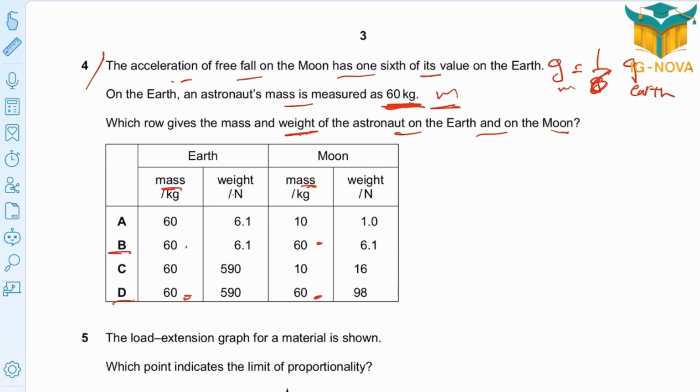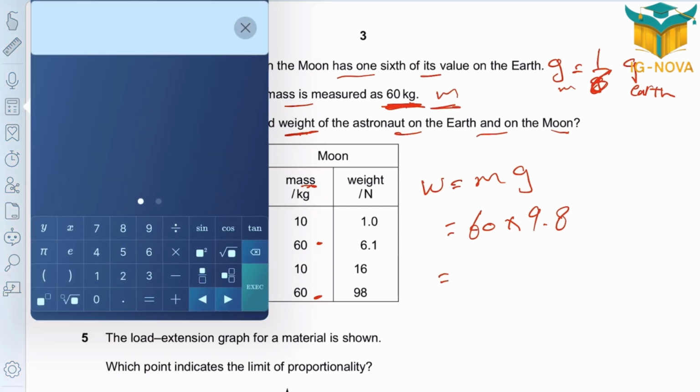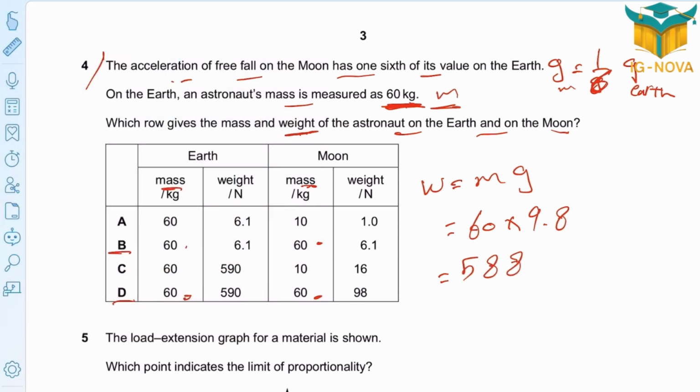For the weight, it's M times G. We know that mass is 60 and G is 9.8 on Earth. So 60 times 9.8. The answer is 588. By rounding, it's 590 here. So the correct option is D. If you use 9.8 here, you're going to find it's 1/6 of 590. Good question.